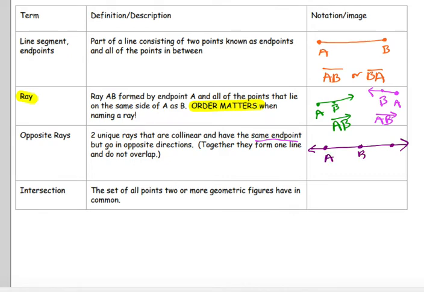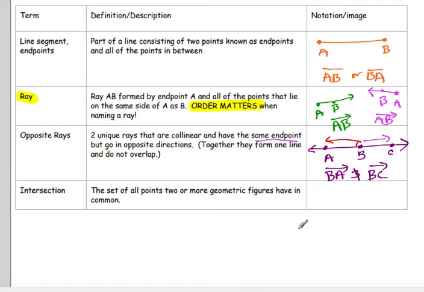If I had this line with A, B, and C on it, a pair of opposite rays on this line, one of them would start at B and go towards A, and the other one would start at B and go towards C. So that would be a pair of opposite rays for this image. So we would name them BA, going from B to A, and BC, going from B to C. That's a pair of opposite rays.